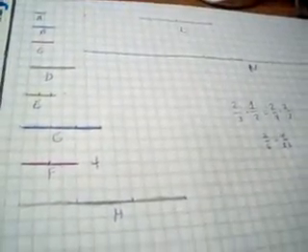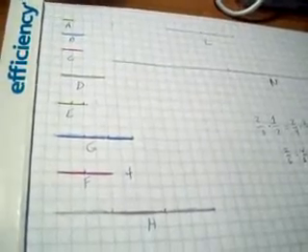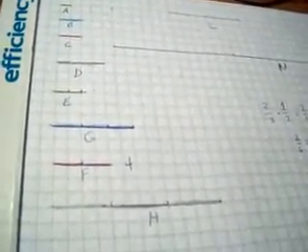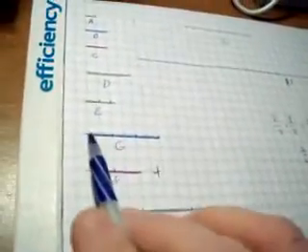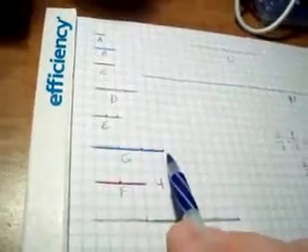Alright. What about M and N and G and H? Okay. M is going to be 3 times the length of G. Okay, here's G here, and M is going to be 3 times the length of G.